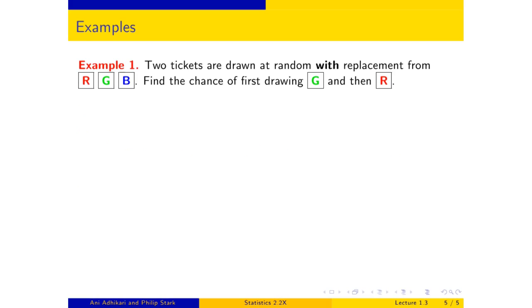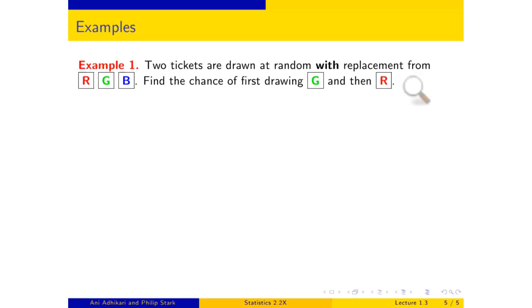Let's run a couple of examples to make sure that we know what we're doing. What I'm going to do first is the same problem that we did, but I'm going to change the randomization. In our previous situation, we drew our tickets without replacement, but now I'm going to draw with replacement. What does that mean? Shuffle, draw once, note the color of the ticket, throw it back, draw again from 3 tickets, not 2. Same question, find the chance of first drawing the green and then the red.